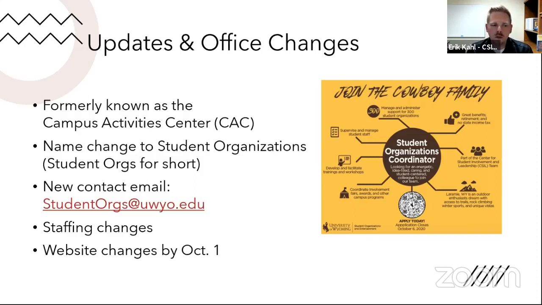To go along with some of those changes, we have an email address now that is studentorgs@uwyo.edu. So any questions, concerns, issues, any ways that we can provide assistance for you, send us an email to studentorgs@uwyo.edu.